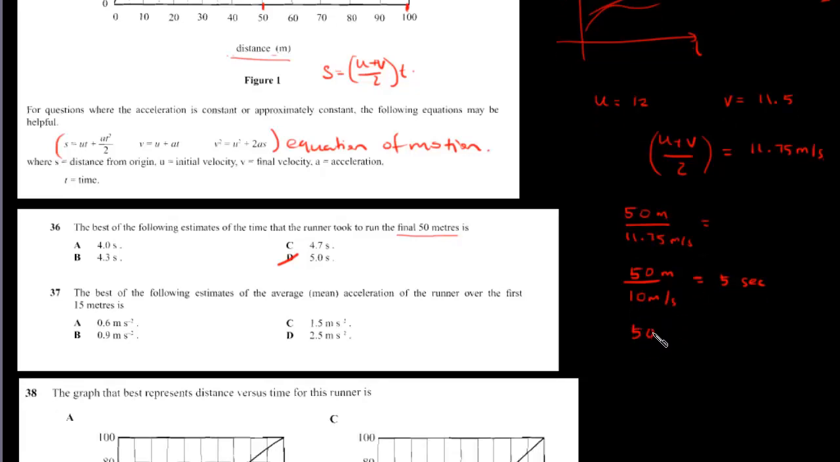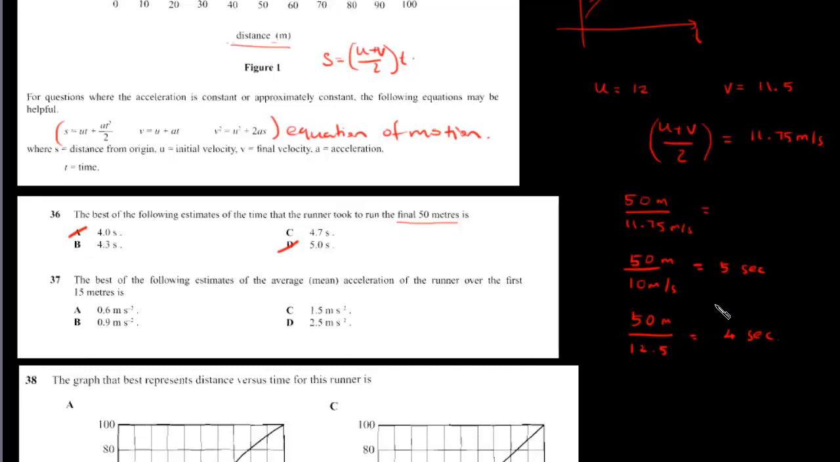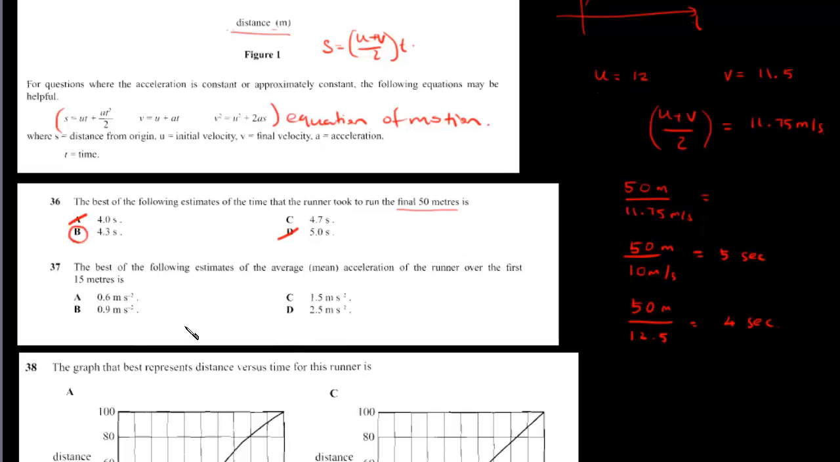Obviously 5 seconds is not the answer, because our average velocity was not 10, it was 11.75. If you know a bit of maths, you would know that 50 divided by 12.5 gives us 4 seconds. We didn't run at 12.5, we ran at 11.75, so that eliminates 4 as well. Now, 11.75 is actually closer to 12.5 than 10, so the answer is closer to 4 than to 5. So the answer is definitely 4.3. That's how you get the answer.